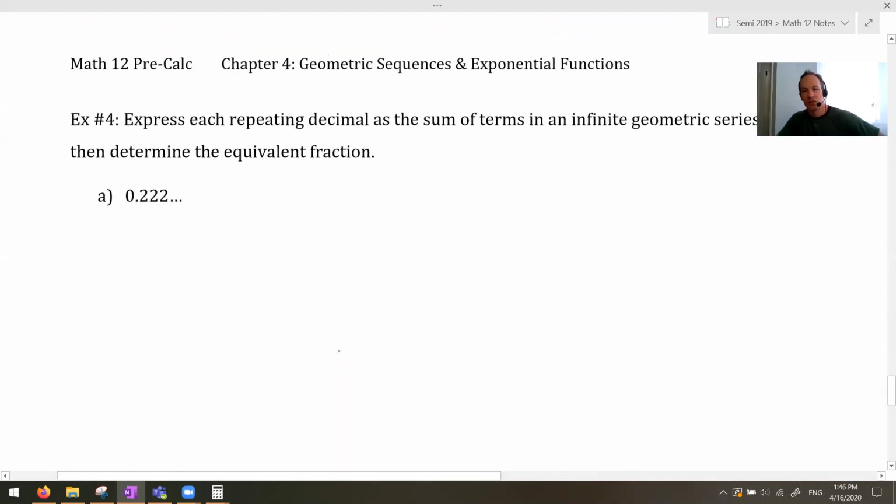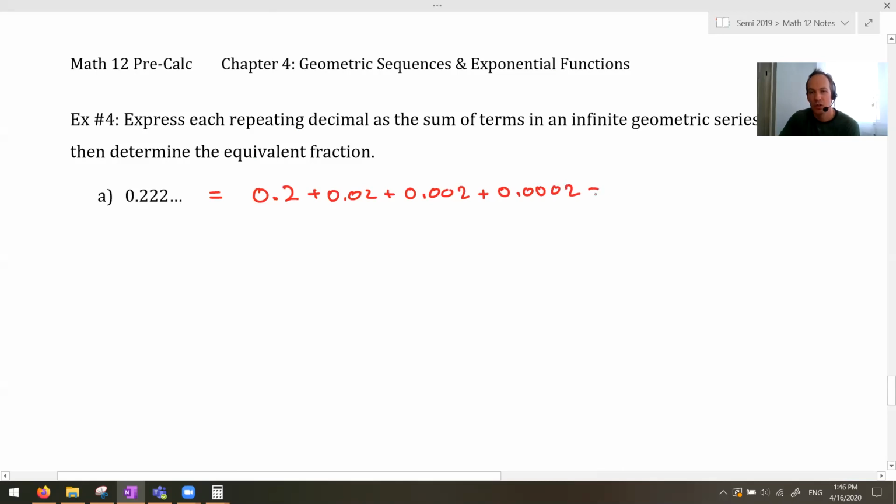Okay, here's one more question. This is an interesting little result here. When you have repeating decimals, those are actually geometric series. So let's have a little look at how this makes sense. If you think about this, 0.22222 repeating, this is actually 0.2 plus 0.02 plus 0.002, and it keeps on going.